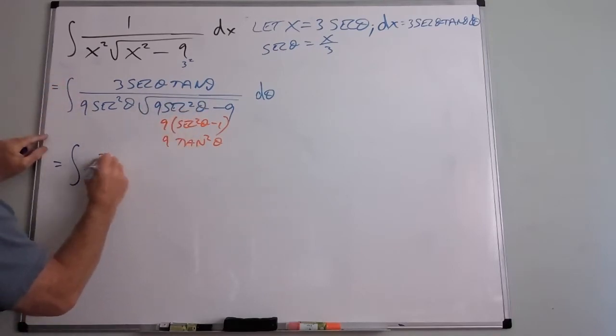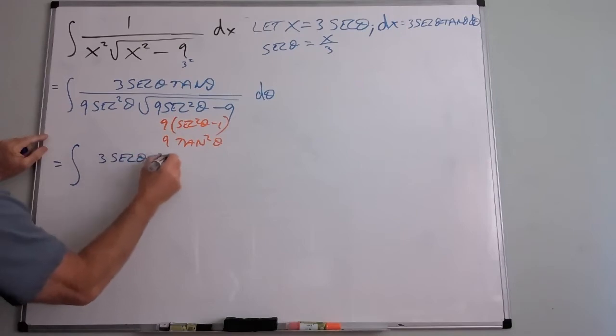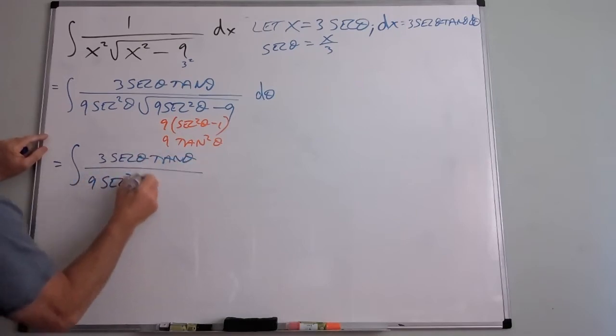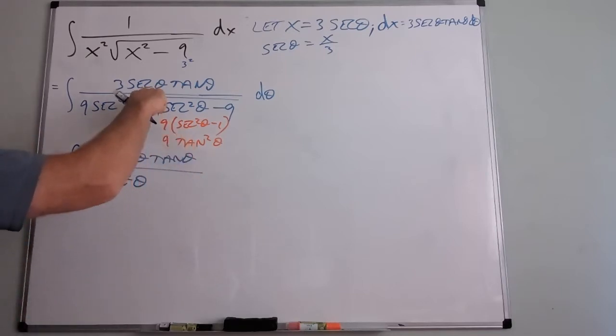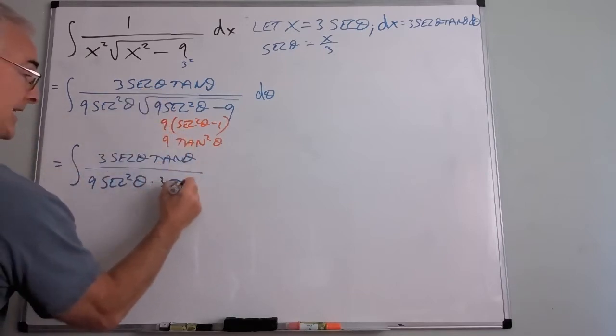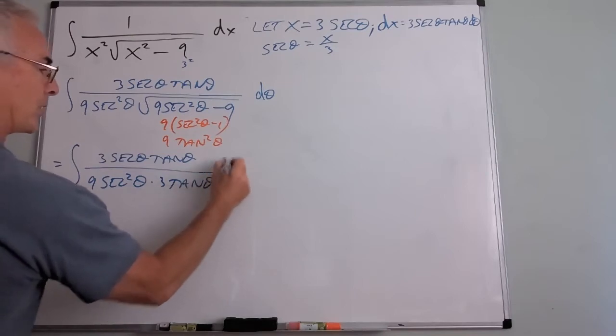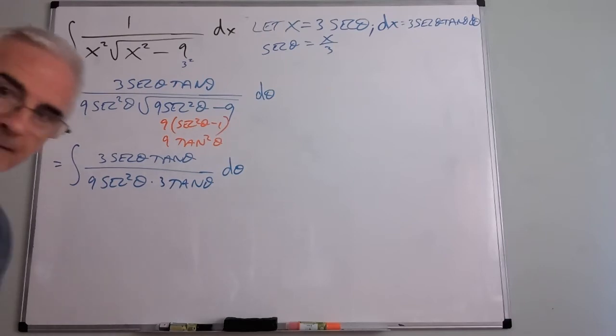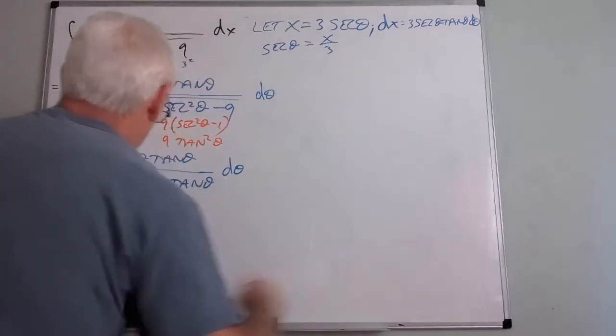So on top, I've got 3 secant theta tan theta. On the bottom, I have 9 secant squared theta. This is a square root, so this will be 3 tan theta. Are we all cool with that? So far, so good? Now let's cancel like crazy people. All right.